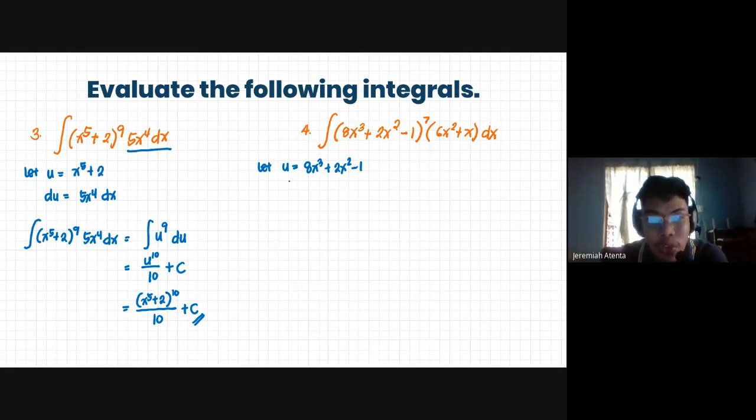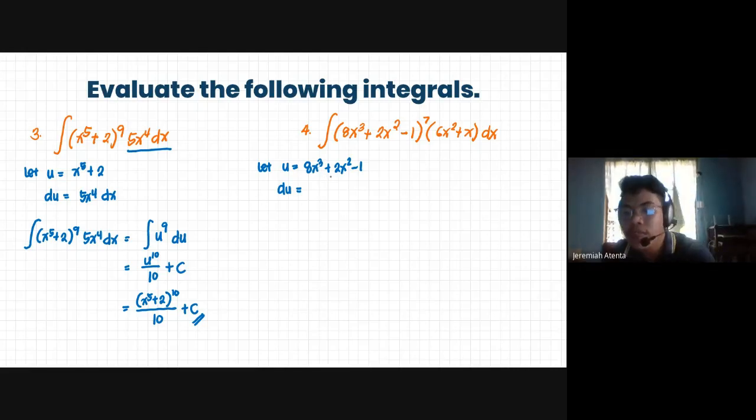Now, let's try to differentiate. Then u is now equal to du. Okay, the derivative of u is du. The derivative of 8x cubed, what is the derivative? Kindly write it down in the comment section. 24x squared plus 4x. Then we have dx.